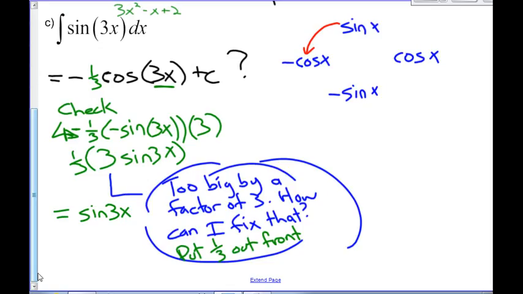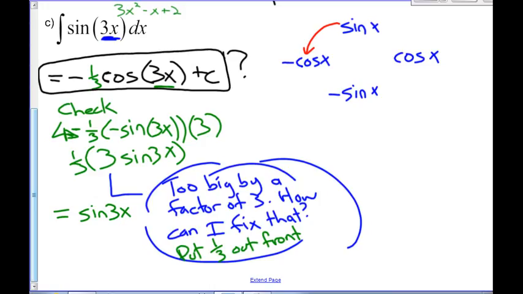Okay. The other way that you could conceptualize it is, when you have a coefficient of x, the reciprocal of that coefficient is going to end up out front. It may not be the only thing that ends up out front, but it'll be part of what ends up out front. But either way, we should check by differentiating. So now we're sure this must be right. Negative 1/3 cos of 3x plus c.